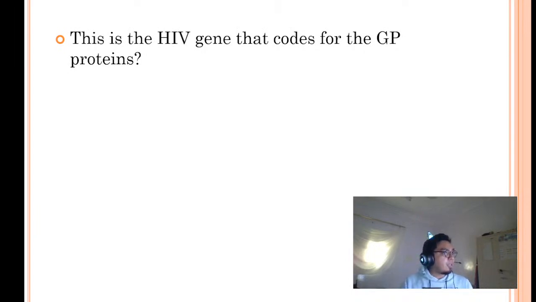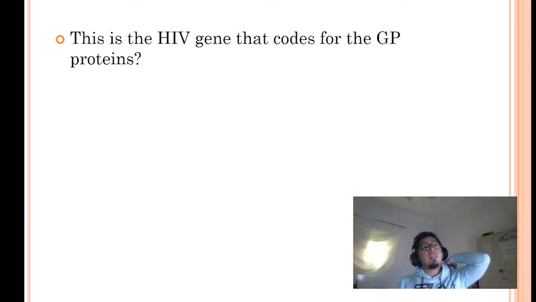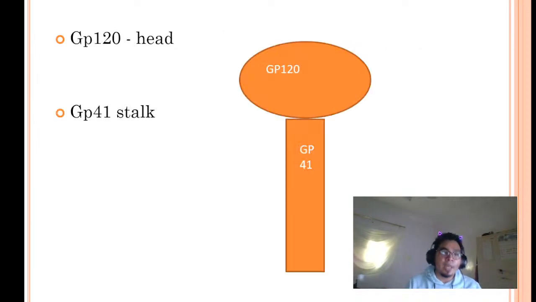What is the HIV gene that codes for the GP genes? We have what you call the ENV gene, short for envelope. All right, it's short for envelope. The HIV gene that codes for the GP proteins or the glycoproteins is your ENV gene. What are the envelope proteins that we need to remember? You need to remember that you have GP120 and GP41. GP120 is the head and GP41 is the stalk.